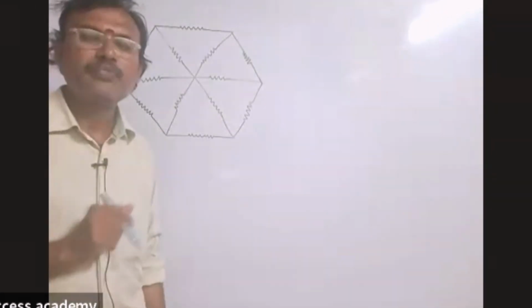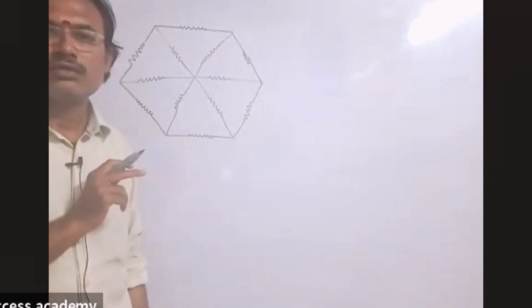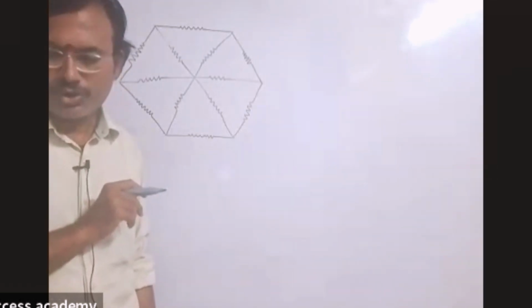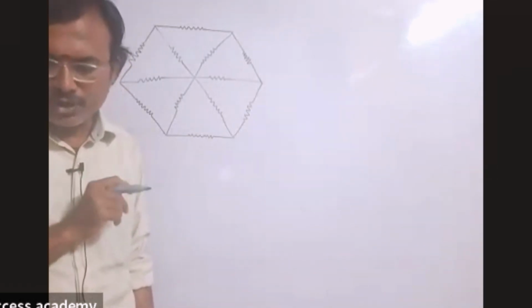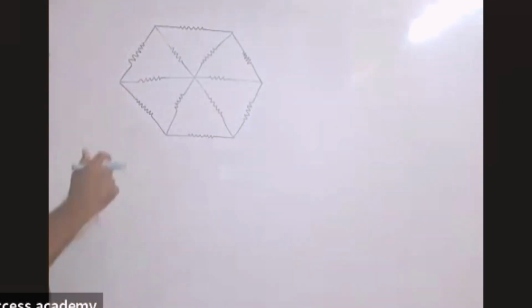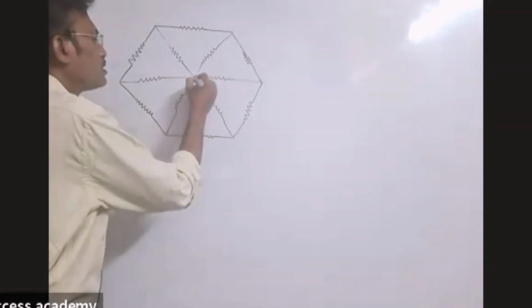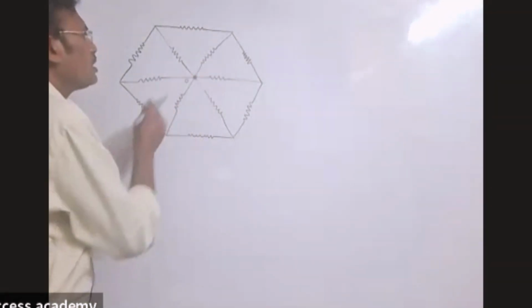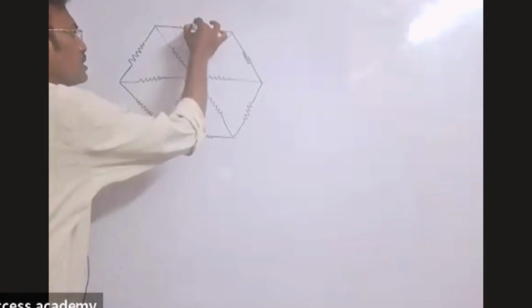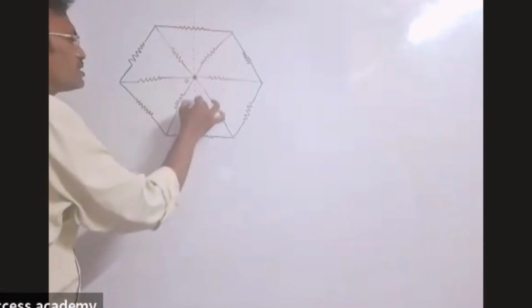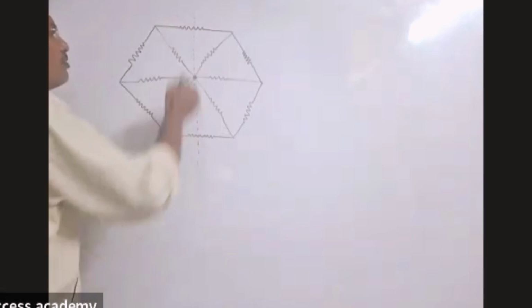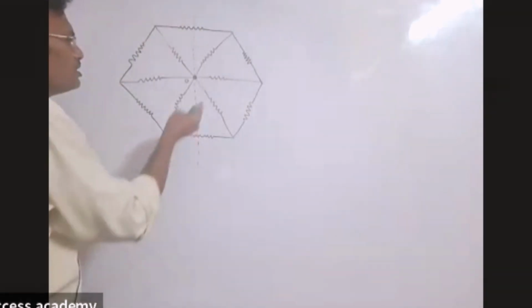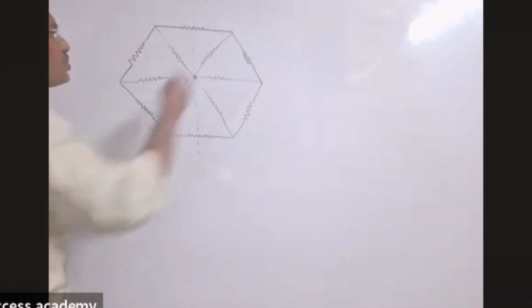Listen, this is one symmetric circuit diagram. Here we are taking the concept that this is the center. If you consider this one dotted line, with respect to this dotted line, this side is the same and that side is also the same.